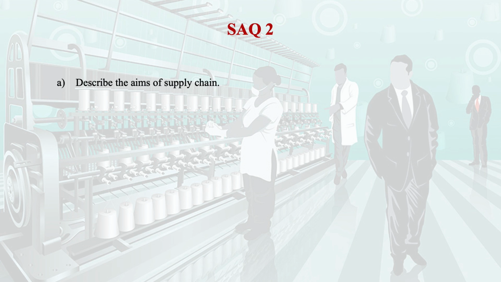Now you have to describe the aims of the supply chain. In this session, you have studied that the supply chain is a network of autonomous and semi-autonomous business entities which are involved through upstream and downstream linkages in the different processes and activities that produce value in the form of physical products and services in the hands of the ultimate customers.